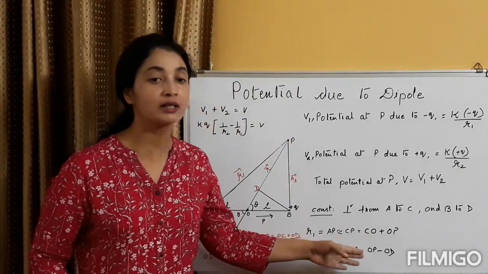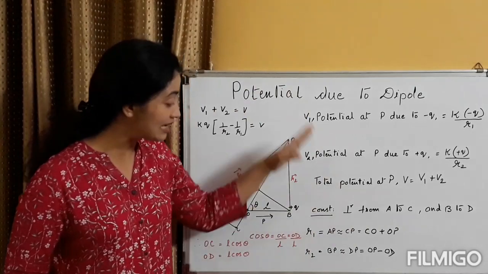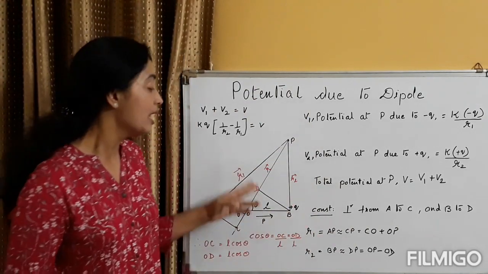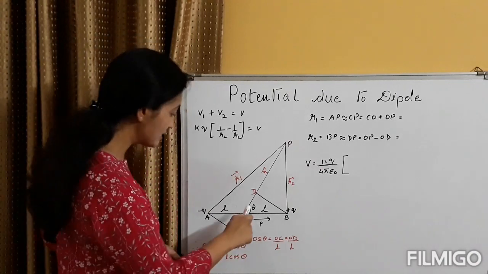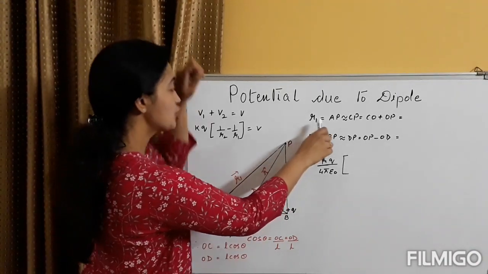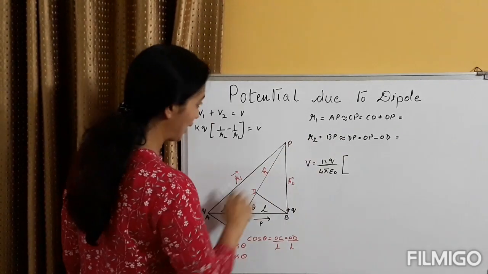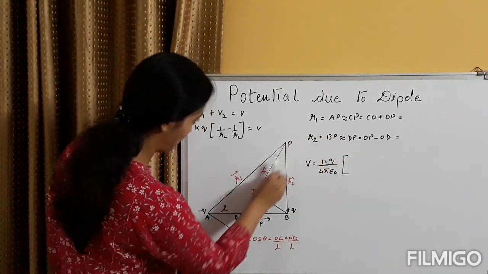So we are moving further and we will expand these terms OP and OD. Here you can see one thing: R1, which is equal to AP, is approximately equal to CP.